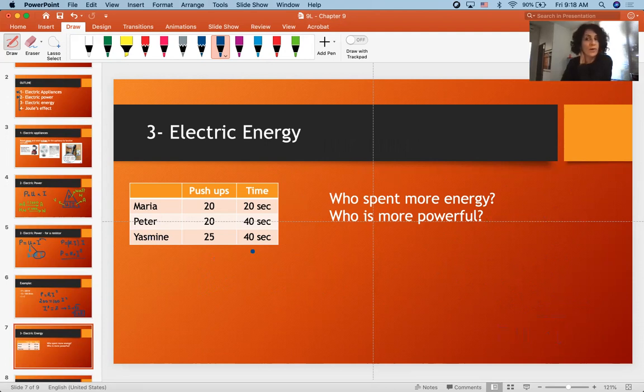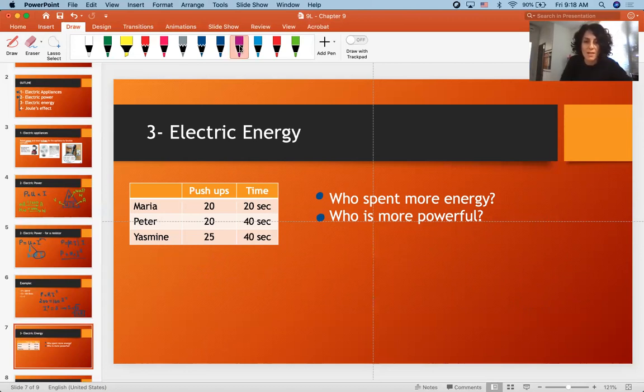All right, I wish we were in class, probably we could try this. And the question is, who spent more energy? This is the first question. And the second question is, who is more powerful? I'm so sorry, Peter, I took you as an example, and as you can see, everybody was beating you. We know this is not true. This is only to give the girls some motivation. Or probably it is true. I don't know Maria and Yasmin enough.